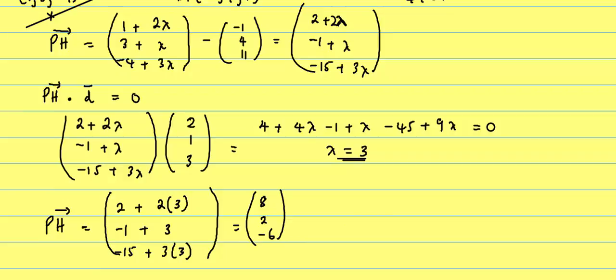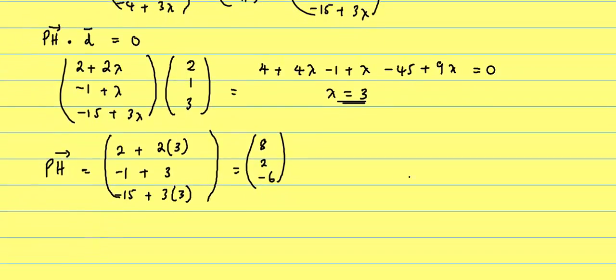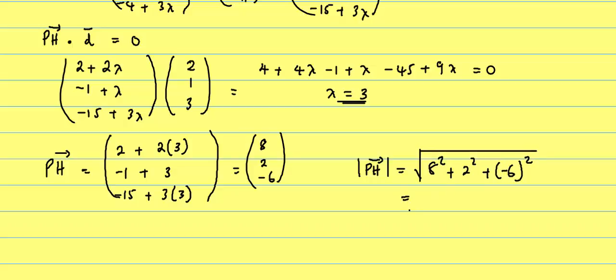Now, the distance of the line PH is going to be given by the magnitude of that vector PH. So if we go ahead and find the magnitude of the vector PH, it is going to be equal to the square root of 8 squared plus 2 squared plus (-6) squared. And this is going to give you the square root of 104, which in surd form is 2√26, which can be given as 10.2 to 3 significant figures.